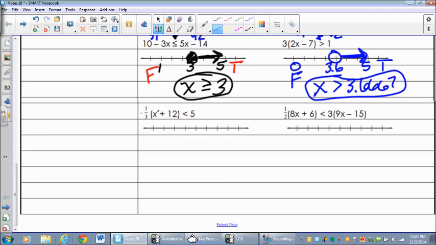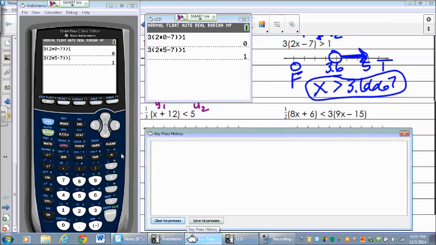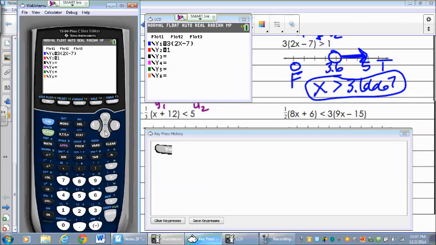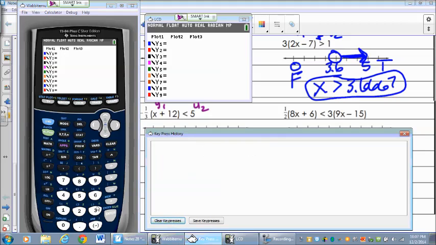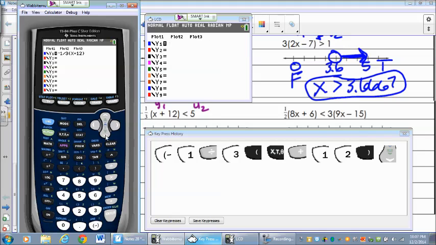All right, on the next one, I'm going to have y1 and y2. This one looks a little more difficult, but let's just plug it in. Treat it the same way. Clear out my y1 and y2. Okay. All right, so I'm going to have negative 1 divided by 3, parentheses, x plus 12, close parentheses. And then I'm going to have 5 on y2.